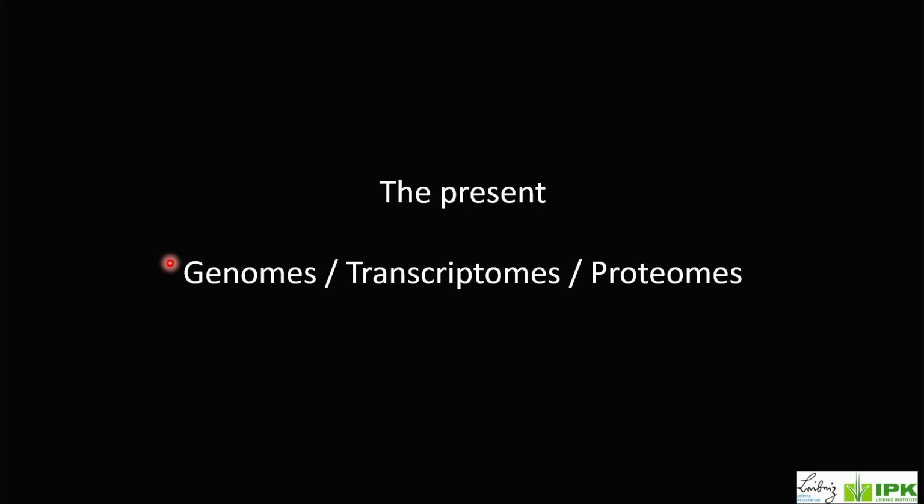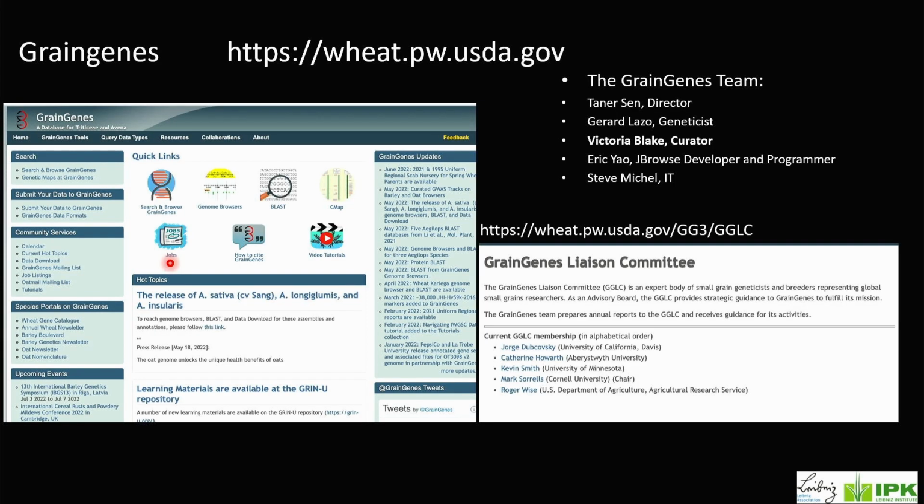So with this short glimpse of more historical data repositories, what is out there now? I will talk first about genomes, transcriptomes, proteomes, and later also, we had already yesterday a session about germplasm. So again, GrainGenes, I think, is still the most complex resource, or maybe the starting point, to gather information about barley genetics and genomics resources.